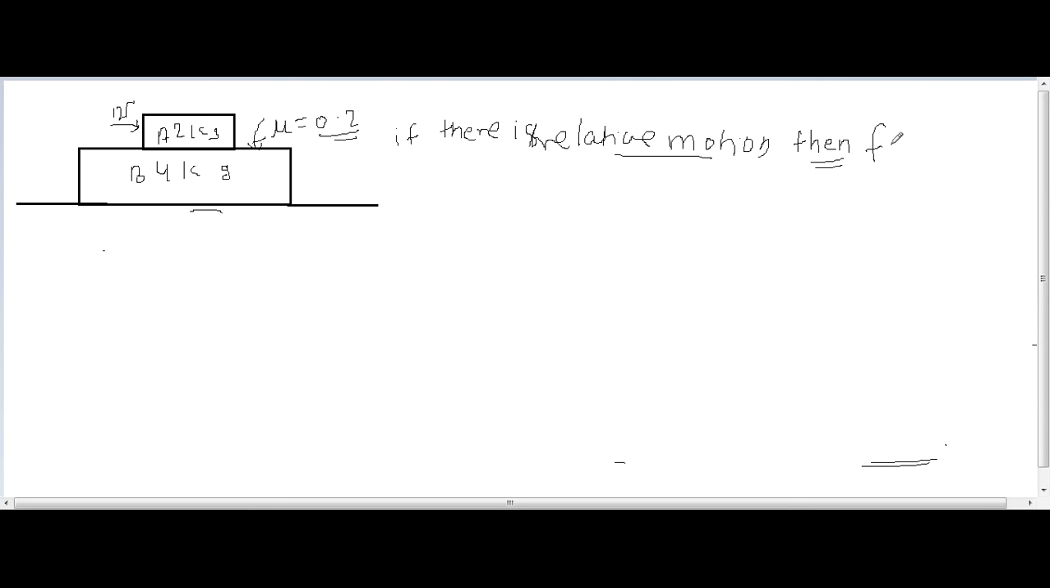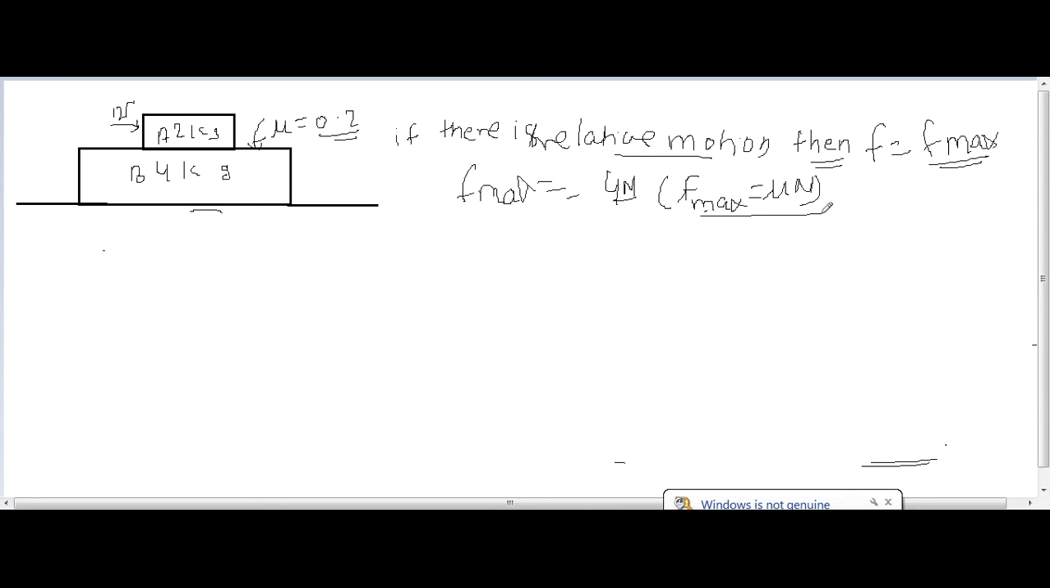friction force F must be equal to F max. And what should be this value? What is the maximum value? F max is equal to 4 Newton. Do it by concept: F is equal to F max is equal to mu N. Guys, you should do it by yourself. So F max is equal to 4 Newton.